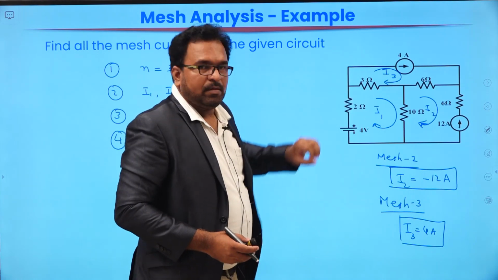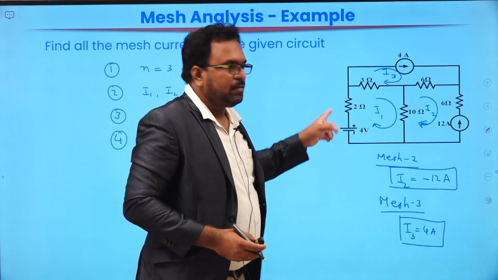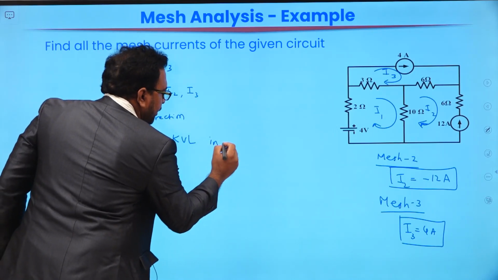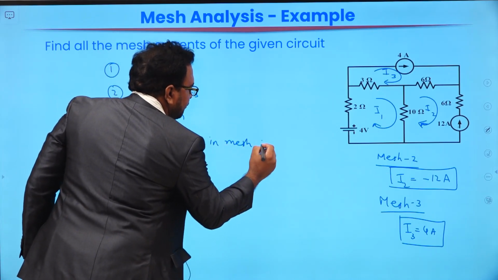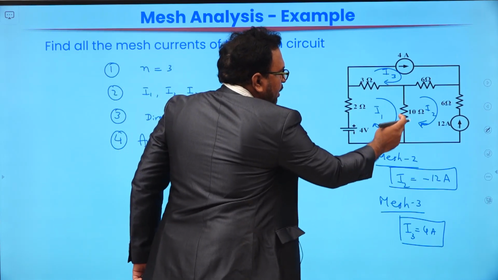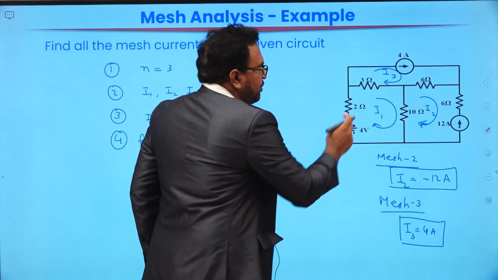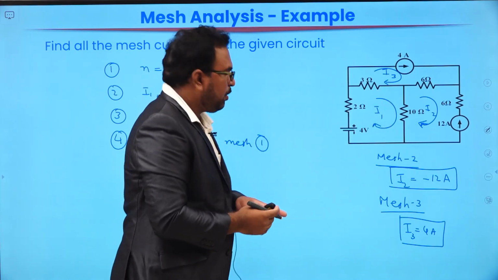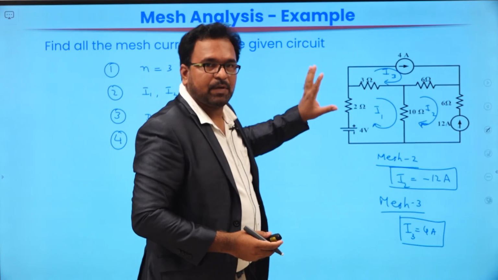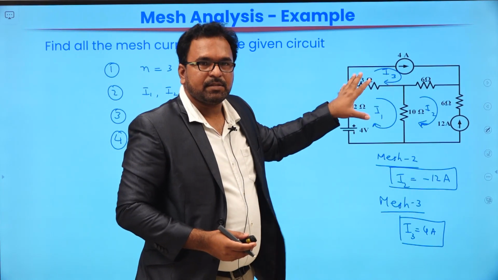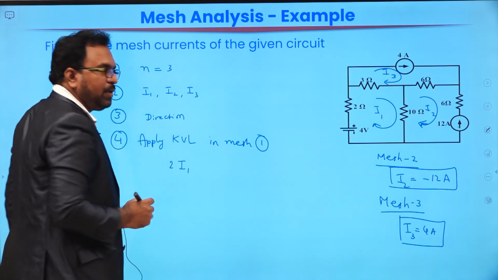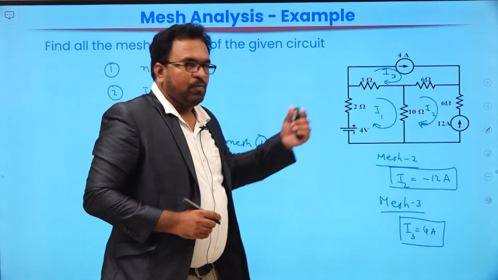Now what about mesh 1? There is no current source involved here. That means we have to apply KVL. So apply KVL in mesh 1. Now, what are the voltages here? The 2 ohms, 3 ohms and 10 ohms. 2 ohms is confined to mesh 1 only, because it is not common to any other meshes. So 2 into I1, that is the voltage across the 2 ohms.